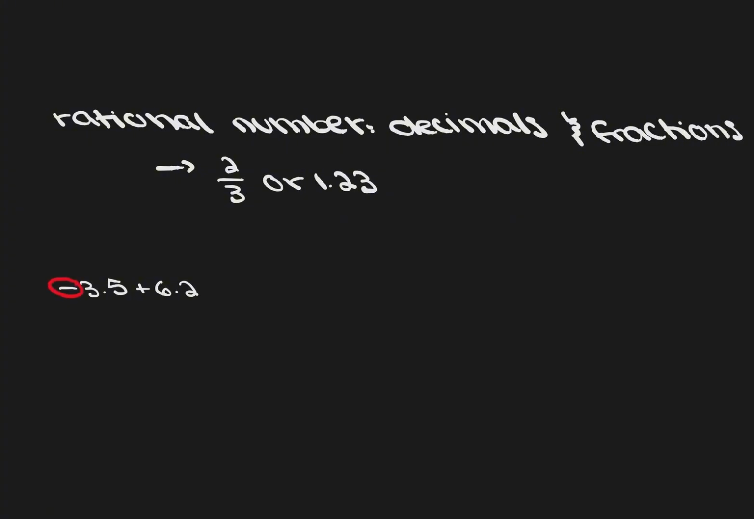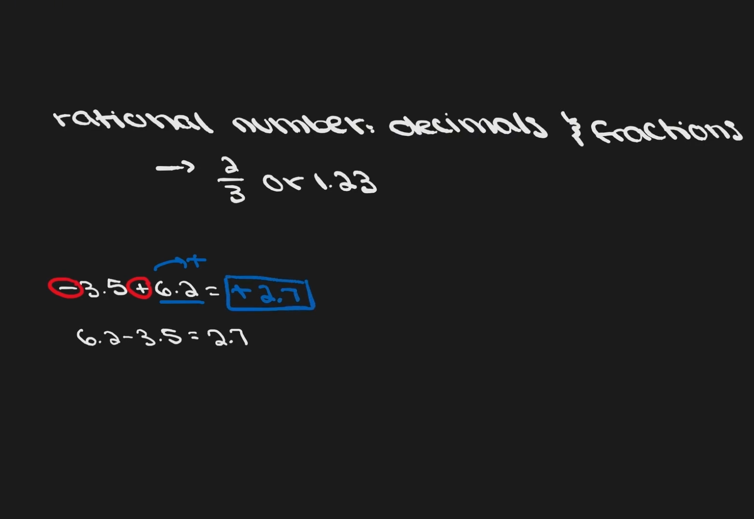Now, in order to solve this problem, we need to look at their signs and identify if they're the same or different. Since they're different, this means that we're going to have to subtract the numbers. So I can subtract the smaller number from the bigger number. So 6.2 minus 3.5 is 2.7. And we need to figure out if it's positive or negative. So 6.2 is greater than 3.5 and it has a positive sign. So the answer is going to be positive 2.7.